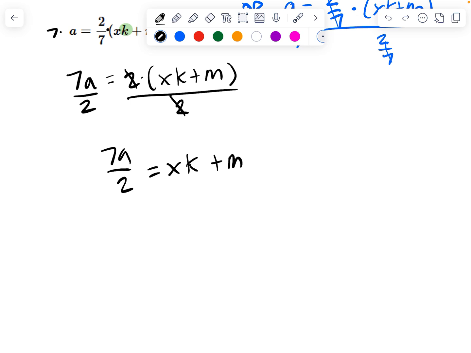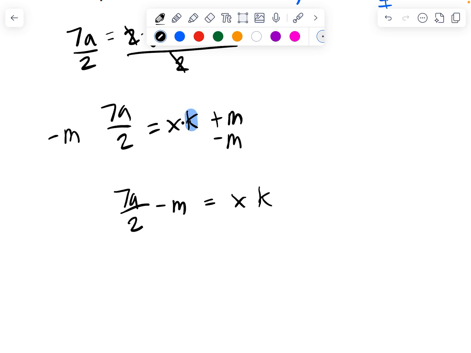Remember your goal. Your goal is to solve for k. What is around it? Well, we have multiplication of x, add m. So from there I'd say, okay, we undo addition of m by subtraction. Remember that order of operations: addition, subtraction is going to come first. So I say 7a over 2 minus m equals x times k.